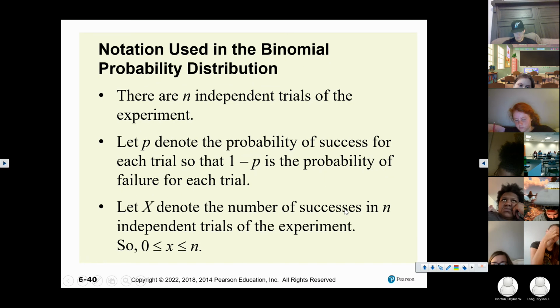And X denotes the number of successes. What if? X is what if. X always has to be less than what? N. N is always your biggest number. You can't say, well, I flipped a coin 10 times and I got a probability of heads 0.6. What if I flip a coin 50 times? It doesn't work that way. N is always your biggest number.